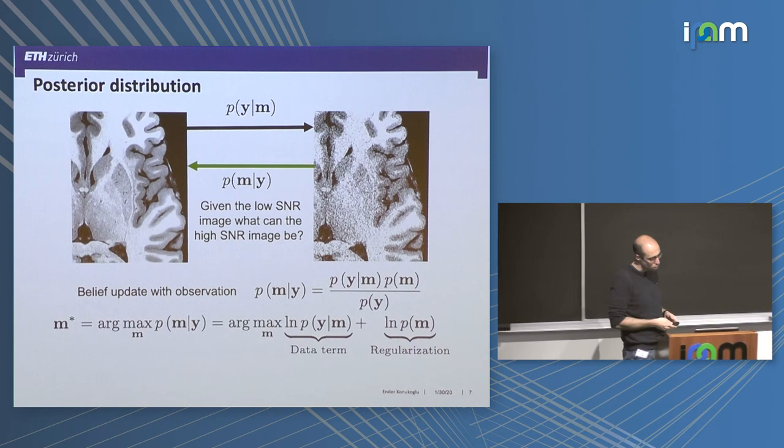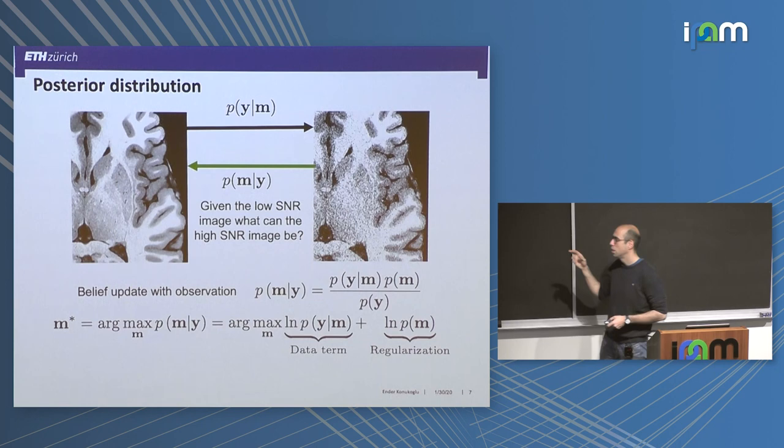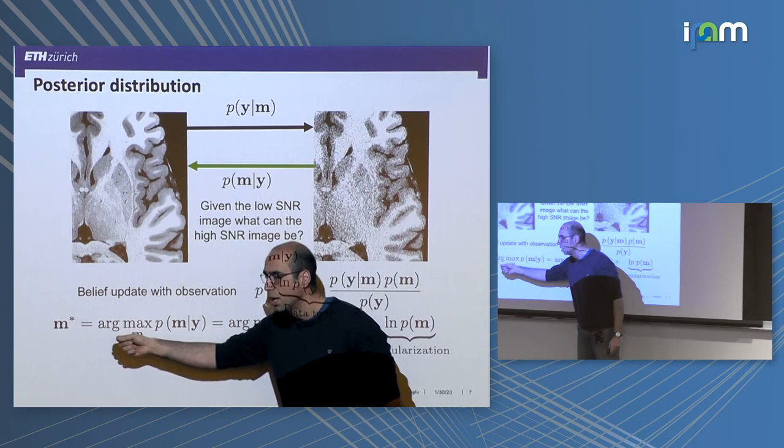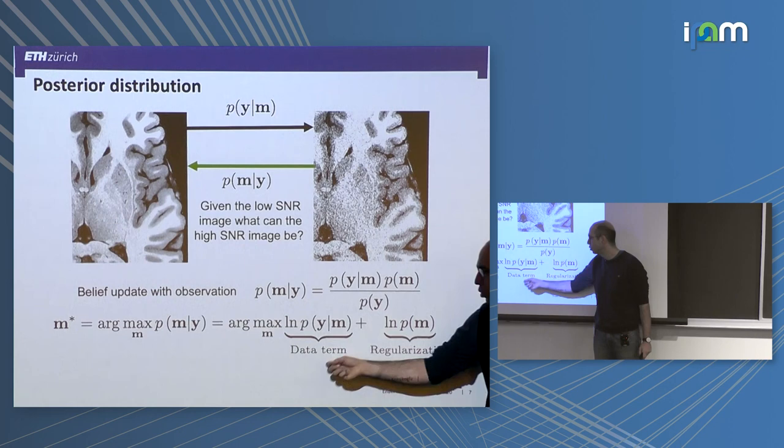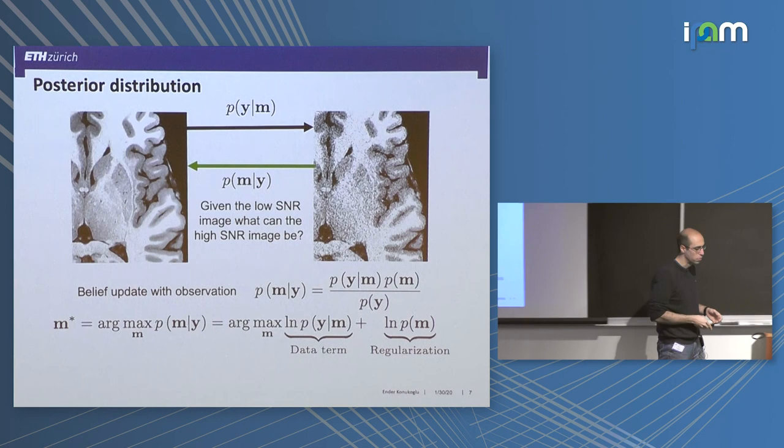Now, very obvious, but sometimes some audiences lack this link, which is, if I simply take the log of it and say, I'm interested in the value that maximizes the posterior distribution, so the mode of the posterior distribution, I end up with the usual data term and regularization term optimization problem that Florian spoke about in the previous lecture.